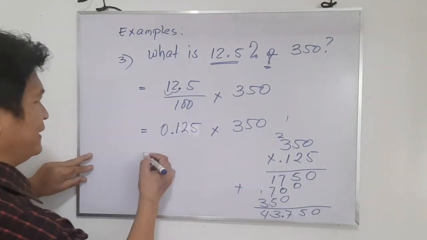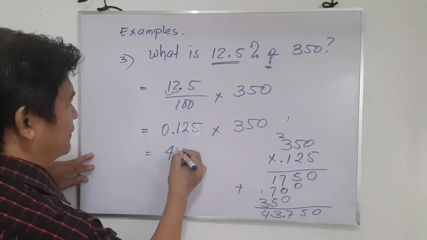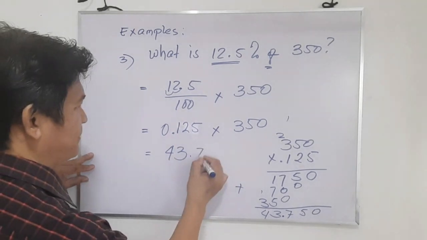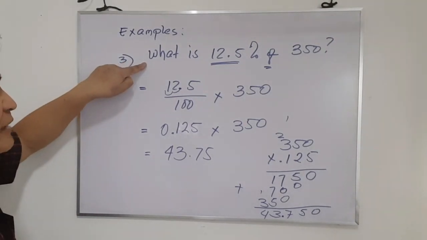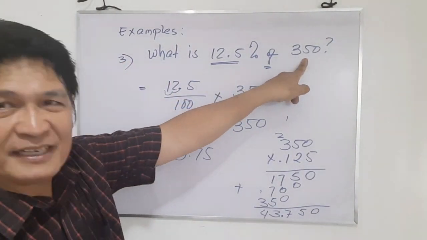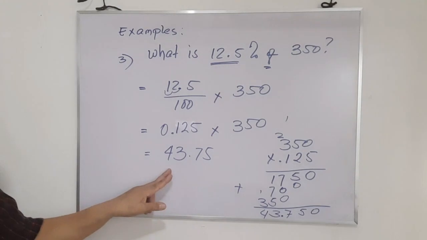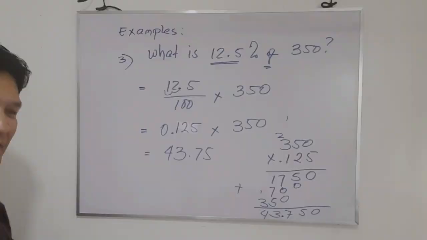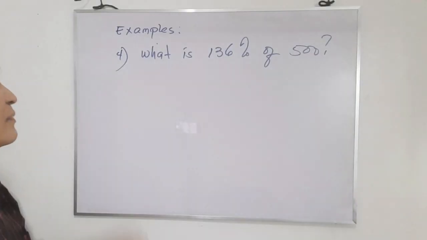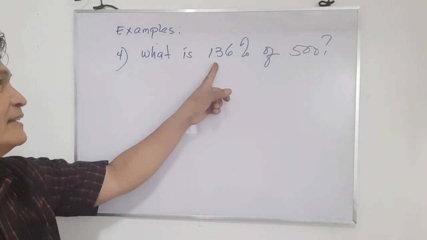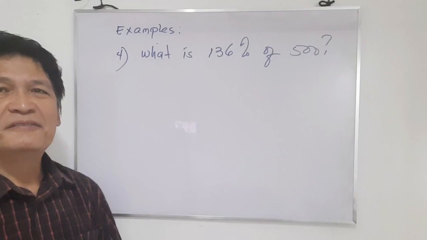Therefore, 0.125 times 350 is equal to 43.75. Therefore, 12.5% of 350 is 43.75. What is 136% of 5?